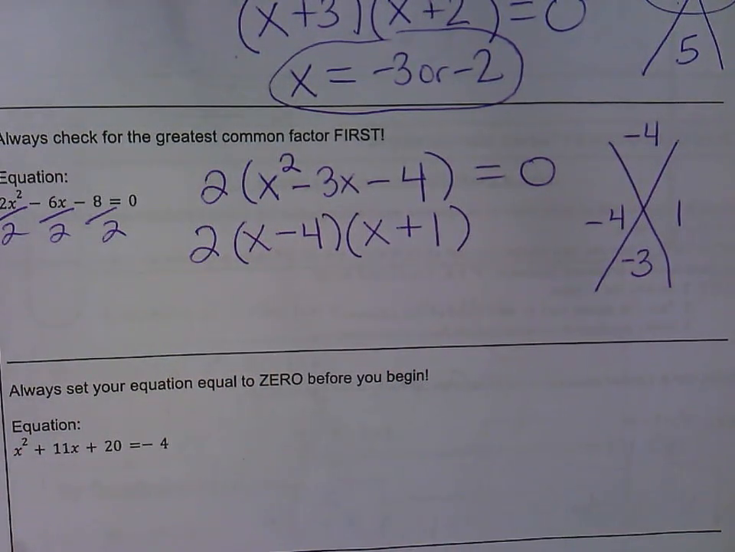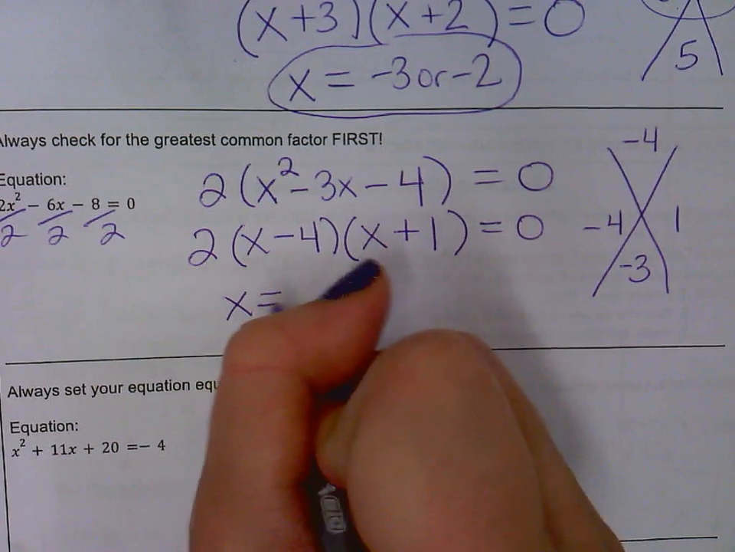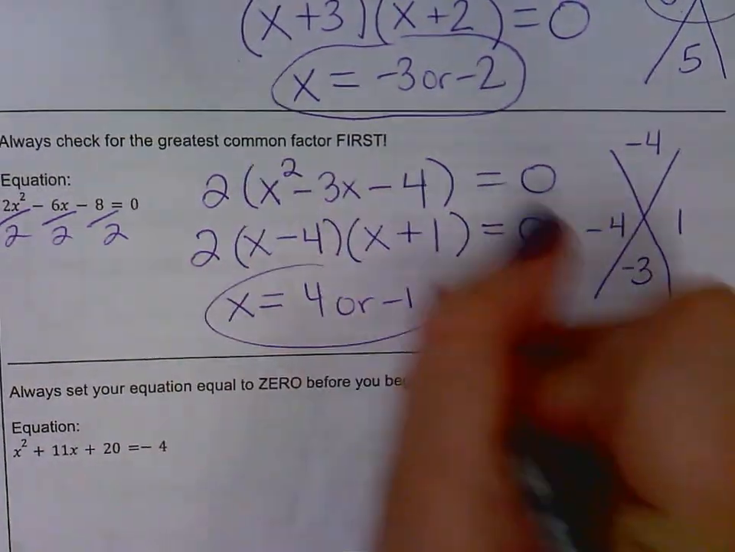Does this seem familiar? I hope. We kind of took a week off from factoring. We've been working on solving with square roots and the quadratic formula, so we're bringing it all back. What does x equal? +4 or -1 are my 2 solutions.